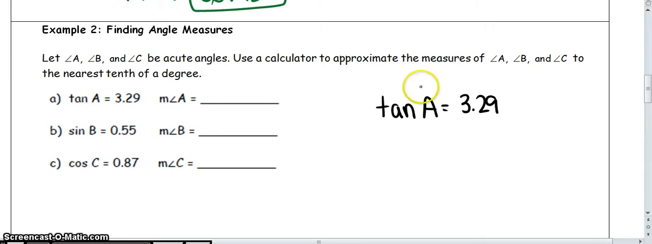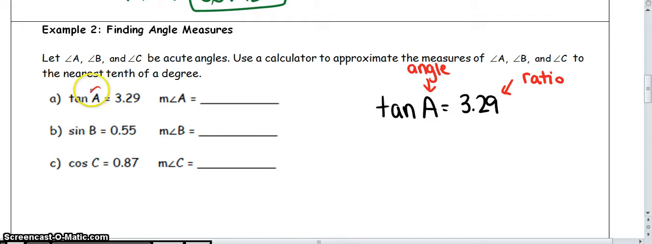First you need to understand what this says. Tangent is my trig ratio. A is my angle, because you always take sine, cosine, or tangent of an angle. 3.29 is the ratio, right? Oftentimes you would see this as something like 5/12, right? You would see a ratio. Basically, the 3.29 is those numbers divided, and you got a decimal instead.